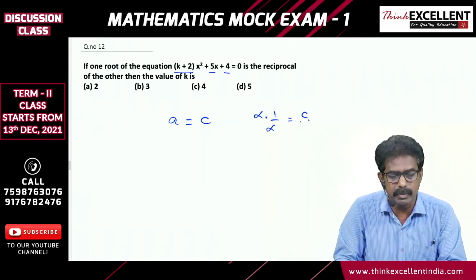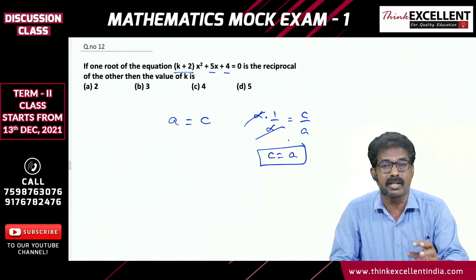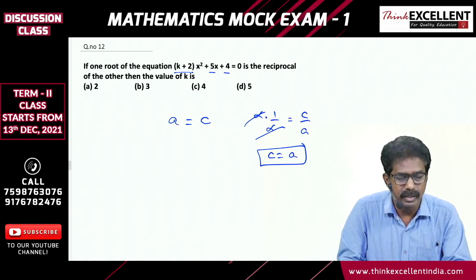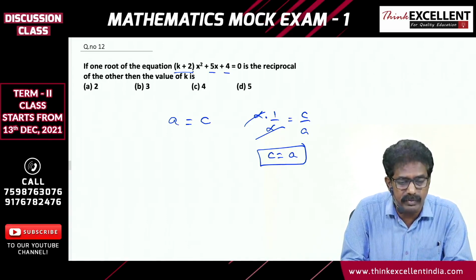Product is equal to c by a, right? Alpha, alpha cancel. If you cross multiply, c is equal to a. A and c are equal. This is the condition for one root being the reciprocal of the other. Okay, so you can save time. A equal to c. Here A means the coefficient of x square.